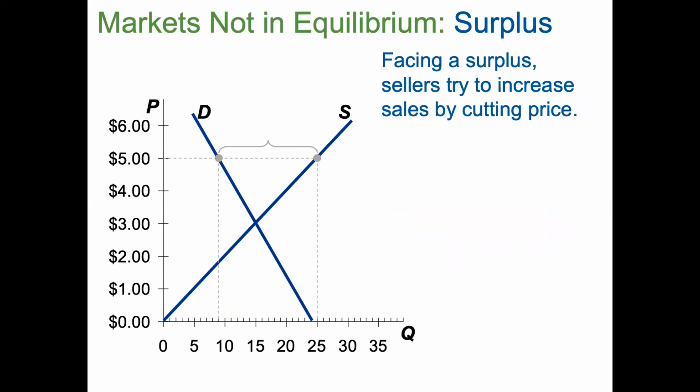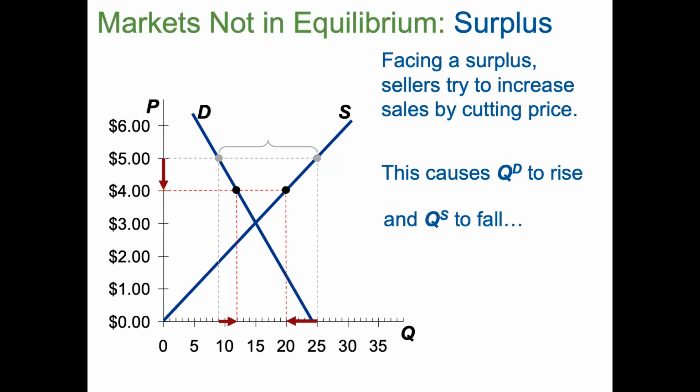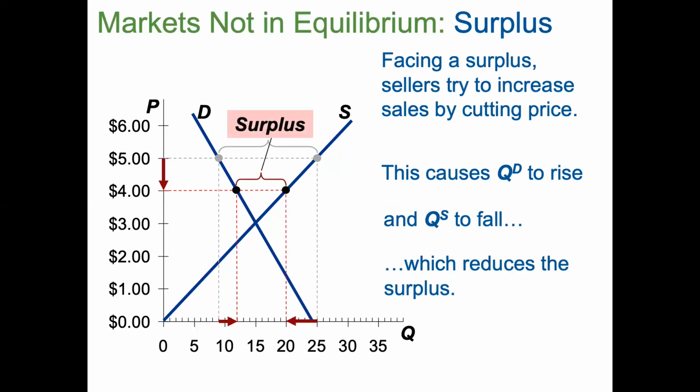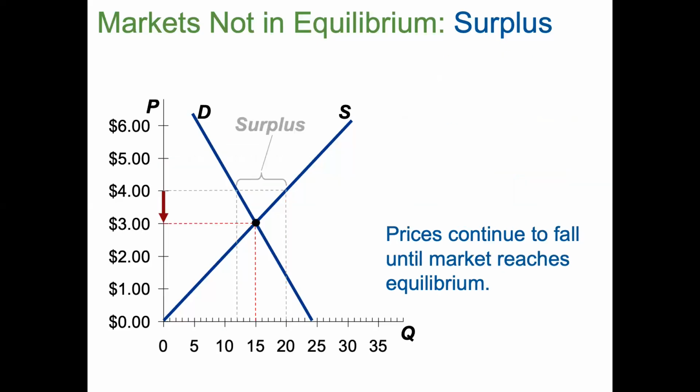Facing a surplus, sellers would try to increase sales by cutting the price, say reducing the price from $5 to $4. This will cause quantity demanded to rise and quantity supplied to fall, which reduces the surplus. Prices will continue to fall until market reaches equilibrium. In other words, sellers will respond to the surplus by cutting prices until the price reaches equilibrium price.